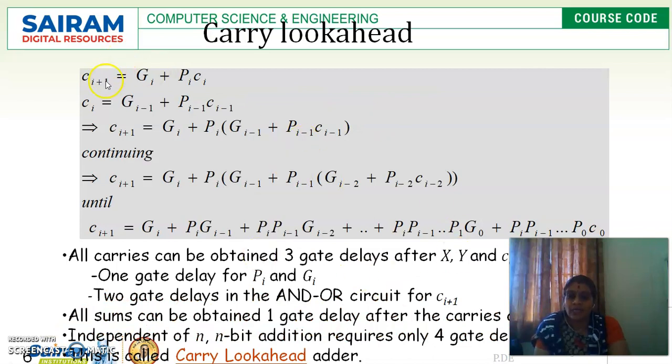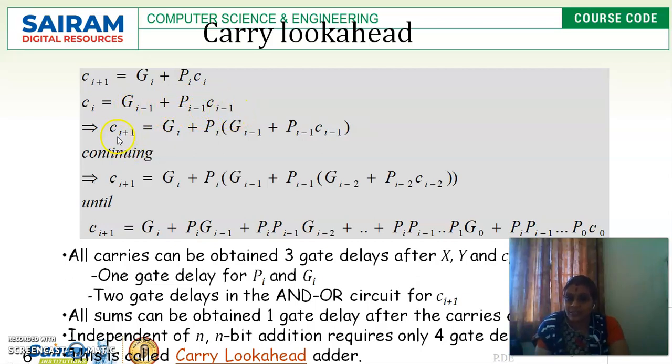Okay, so here how can we get the Ci plus 1? Ci plus 1 means the generate function of i plus the propagate function times Ci, right? And how do we find out the Ci? To get the Ci, I should know the Ci minus 1. To get the Ci minus 1, I should get Ci minus 2. In this way, this will continue, right? So the Ci is the generate function of i minus 1 plus Pi minus 1 and the carry of i minus 1, right?